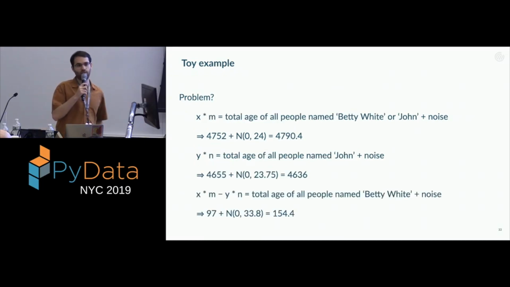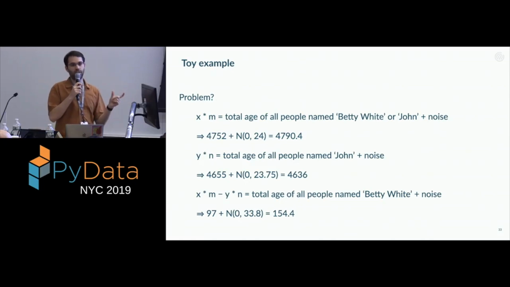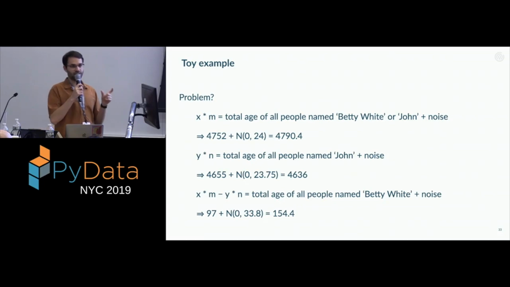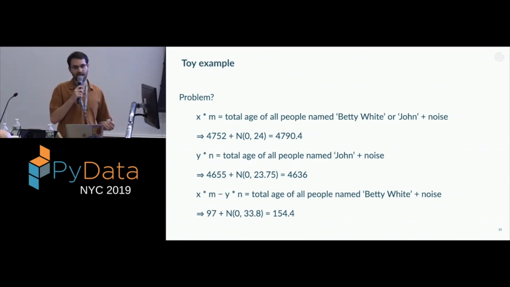But now notice what happens when we multiply by the count to try to get the totals out. So once again, we get something whose mean is the actual value we want, namely the total age of people named Betty White or John. But now the noise, the standard deviation, has been scaled by this count that we multiplied by. And so now all of a sudden the noise is actually quite significant, right? Centered at 0, standard deviation 24. That's pretty large when you're talking about the age of a human being. And the same thing happens when we multiply the average age of people named John by the count of people named John. We get this quite significant noise.